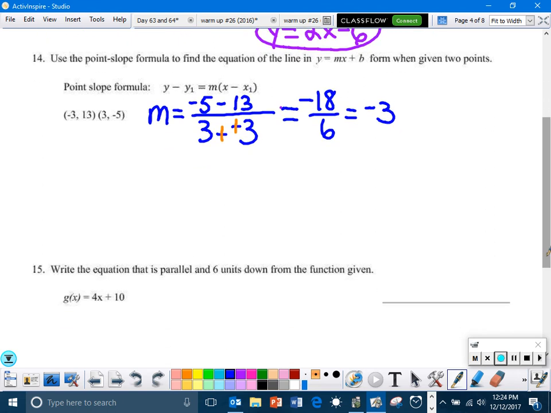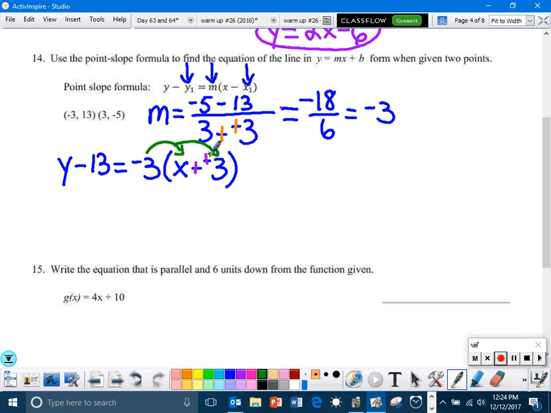Step 2, plug the numbers in. Again, we're going to replace the y1. We're going to replace the slope. We're going to replace x1. So y minus 13 equals the slope, which is negative 3, times x minus the negative 3. Again, there's only one sign change. Change that to x plus 3. Step 3, distribute. So now y minus 13 equals negative 3x minus 9. Negative 3 times 3 is a negative, so I'm going to put a minus 9 there. And finally, the fourth step, add 13.